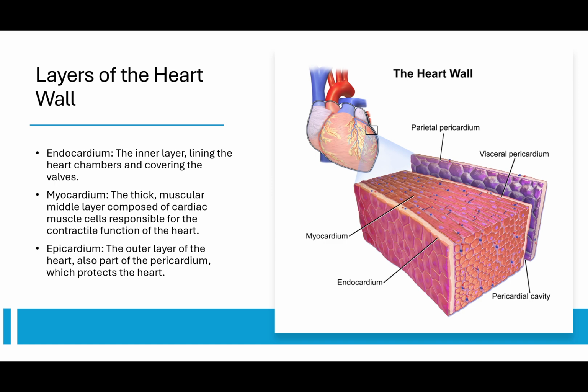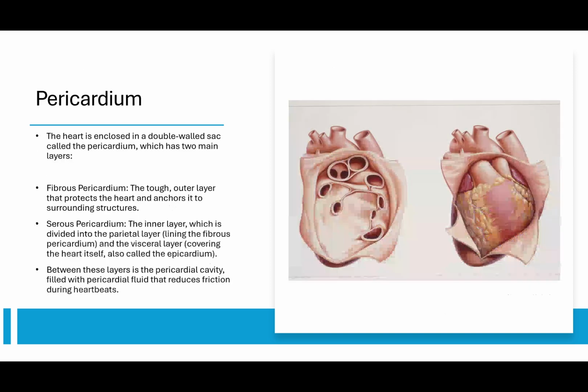We're going to have the visceral pericardium and the parietal pericardium, right? So the pericardium is the surrounding of the heart, the double-walled sac. It has the fibrous pericardium and the serous pericardium. The fibrous pericardium is a tough outer layer that protects the heart and anchors it to surrounding structures. And then the serous pericardium houses the parietal layer and the visceral layer. So we have those two layers in there, which are part of the epicardium. And between the layers we have pericardial fluid, which reduces friction during heartbeats.